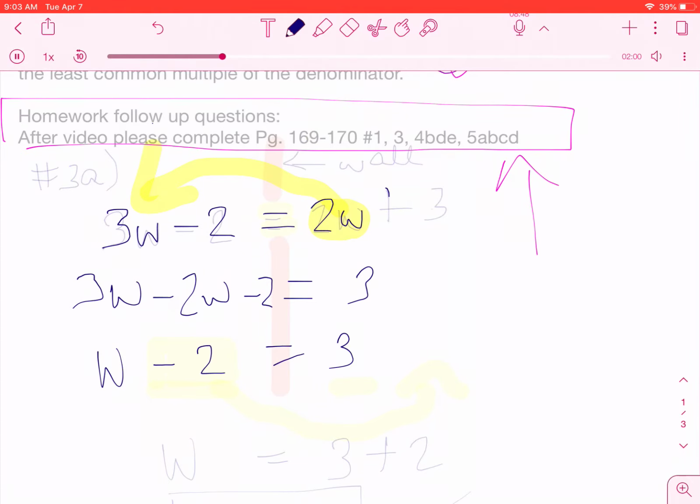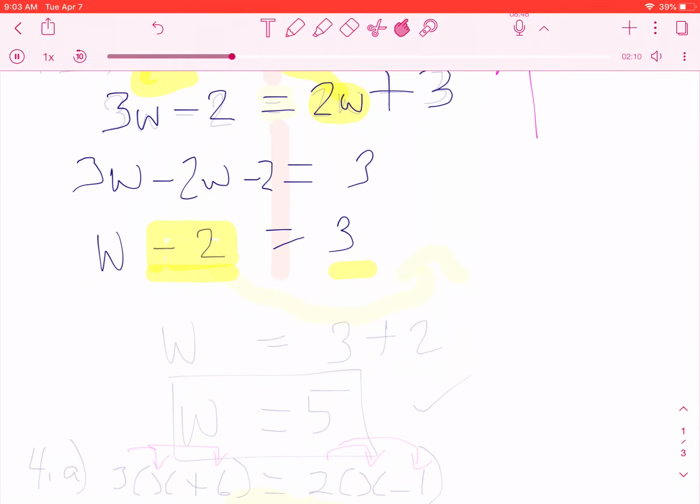Similar to that example where I moved a term over the wall, I'm now going to collect like terms with negative 2 and positive 3. To do that, I'm going to move my negative 2 over to the right side. When I move that term over, I'm just left with w, set equal to 3, which stayed, plus 2. Together, when we add 3 plus 2, we just get 5. Okay?